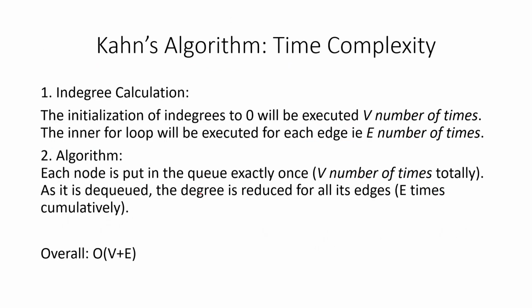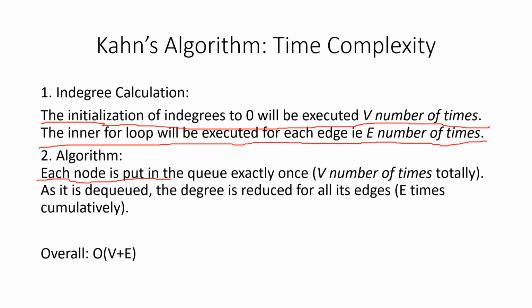So the time complexity of Kahn's algorithm: the initialization of in-degrees to 0 will be executed V number of times. The inner loop will be executed for each edge, E number of times. And each node is put into the queue exactly once. When it is dequeued, the degree is reduced for all its edges. So the overall time complexity is big O of V plus E.